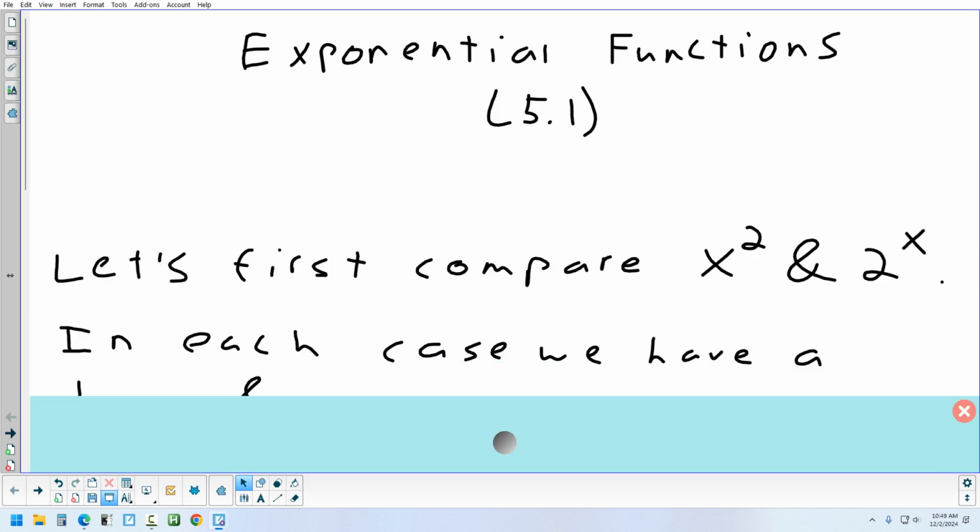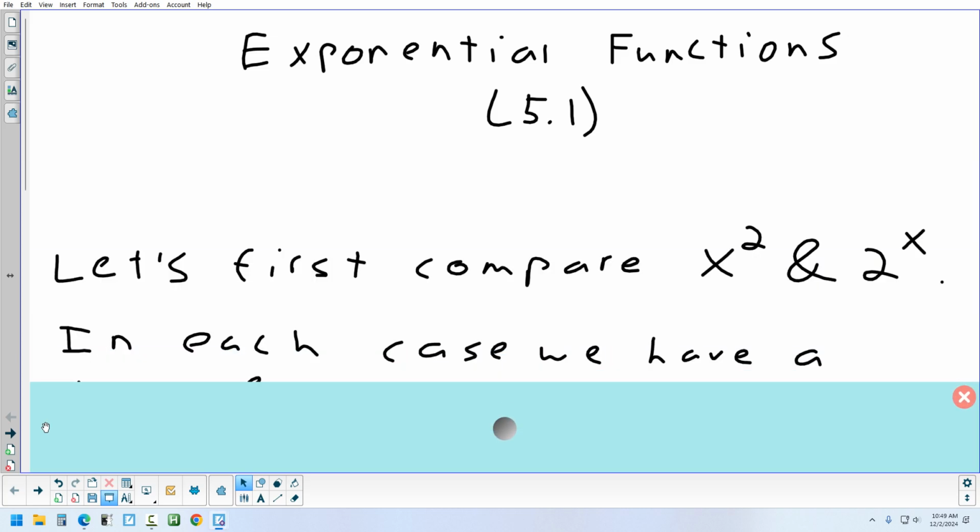All right, so first thing is I want to look at those two functions. One of them is a polynomial. The other one is exponential. Does anybody have a guess which one the polynomial is? Yeah? X squared. Yeah, x squared. And the 2 to the x is the exponential.